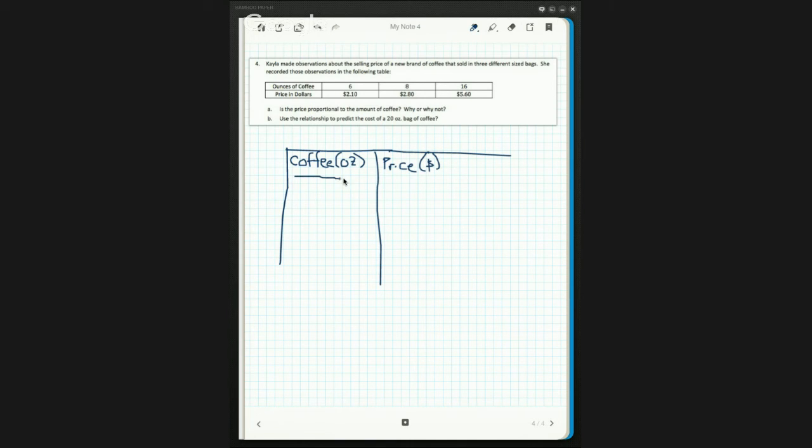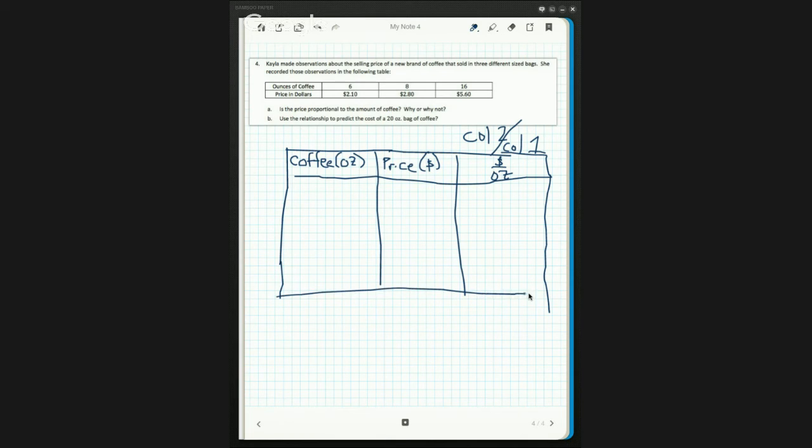So if we remember everything we've talked about in class for the past 2 days, column 3 is going to be column 2 divided by column 1. So that will be dollars per ounce. So this is the dollars per ounce, and that's kind of like the price for 1 ounce. Okay, so we're just going to make this chart like this.